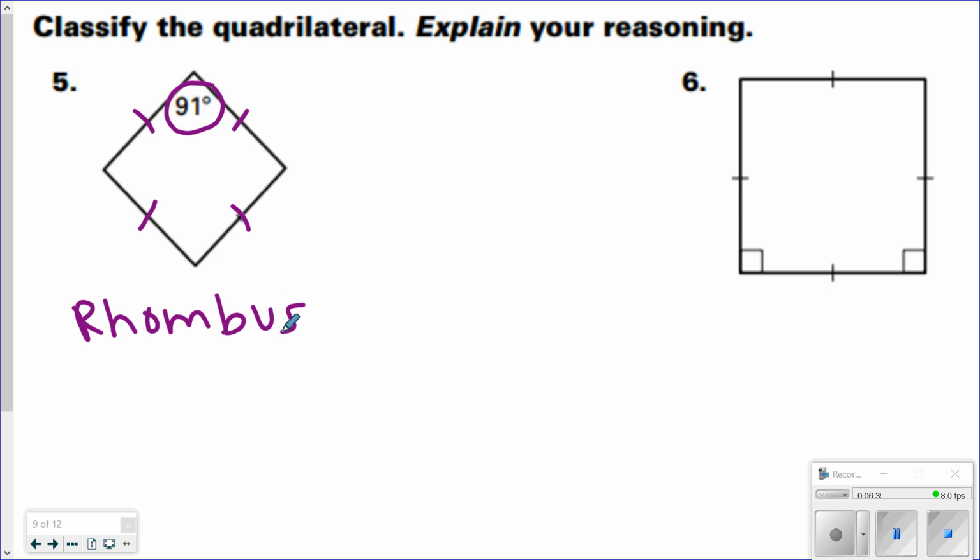All right, let's look at number 6. So number 6, what type of quadrilateral do we have here? A rhombus, a rectangle, or a square? Well, the answer is a square.